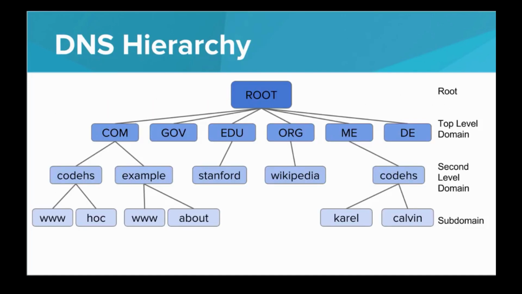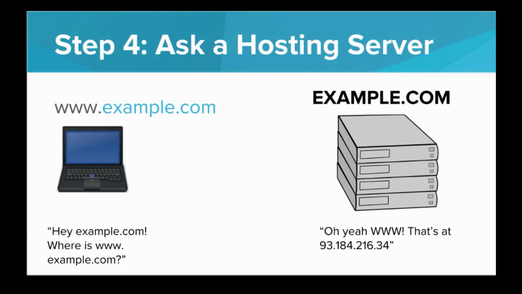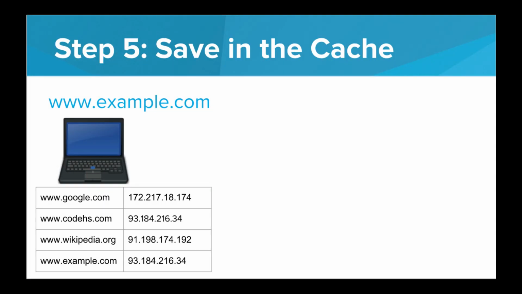So at this layer, we're at example.com, and the example.com server only stores information about all of the example.com subdomains, such as www, about, mail, info. So these are all subdomains of the example.com domain. So we say, hey, example.com, where is the www.example.com domain? It says, oh yeah, www, that's at this IP address. And now we have the IP address.